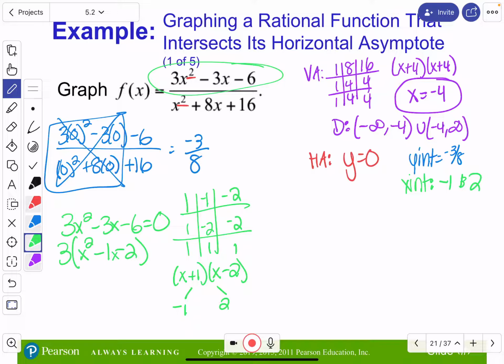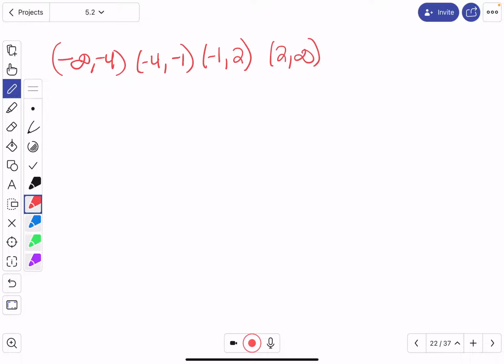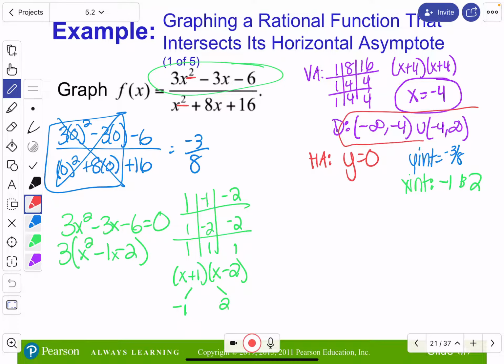Test for intersection points with y equals 0. Well, we could plug 0 in, but we know it's the same thing as the x-intercept because of where the horizontal asymptote is. So we know those x-intercepts are also going to break up our domain. So we figure out our intervals. We're going to go -infinity to -4. And then -4 to -1. -1 to 2. And 2 to infinity. So we have the same two pieces from our domain with these intercepts broken in.